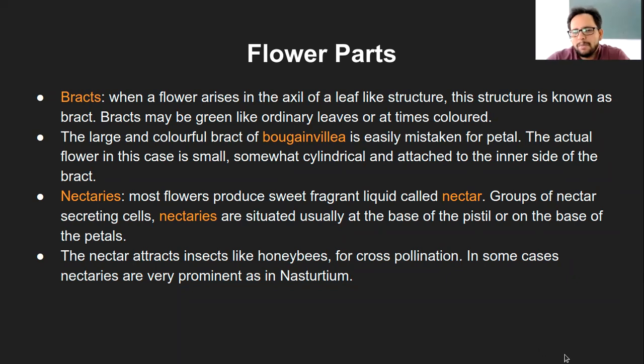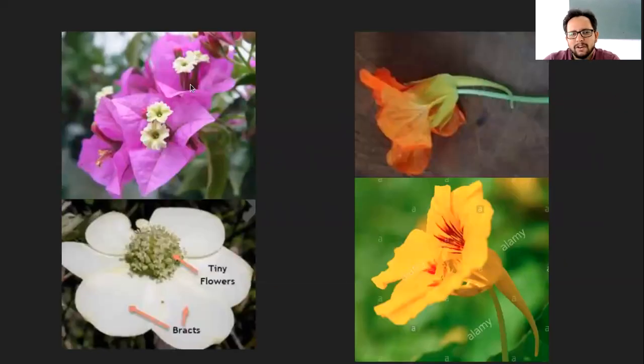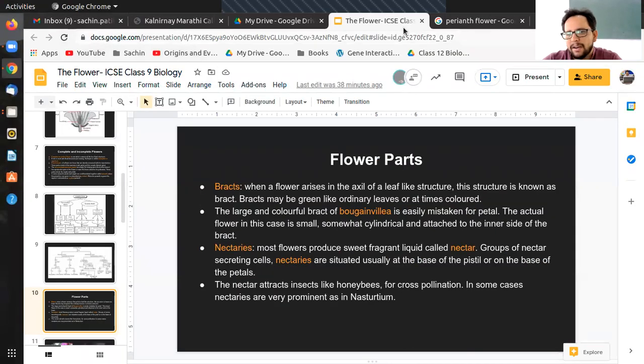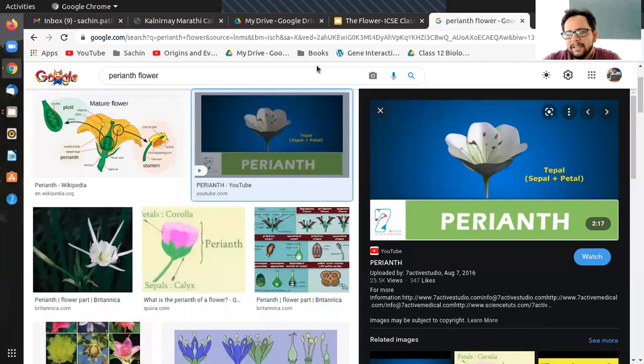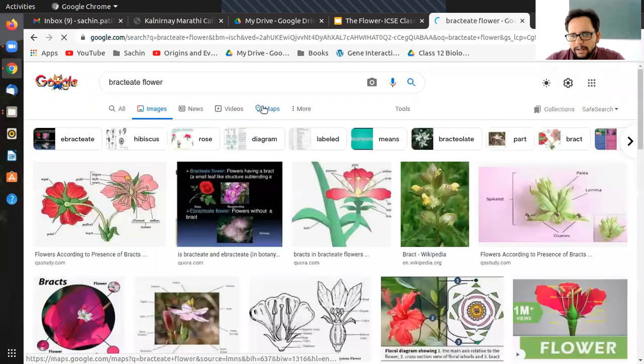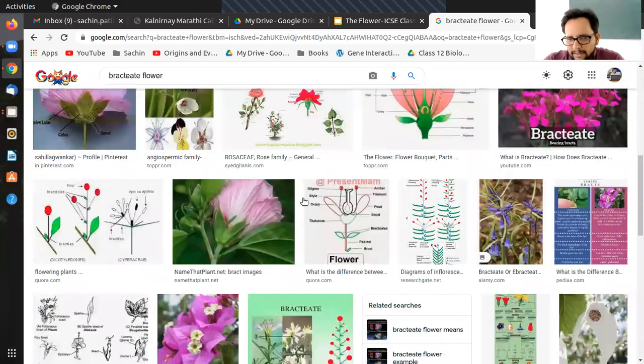The most common example of the bract is bougainvillea, right? I assume you would know this plant. So this particular flower is bougainvillea. But let me show you one more very common bracteate flower, a flower which has bracts. This would be very commonly seen as well.